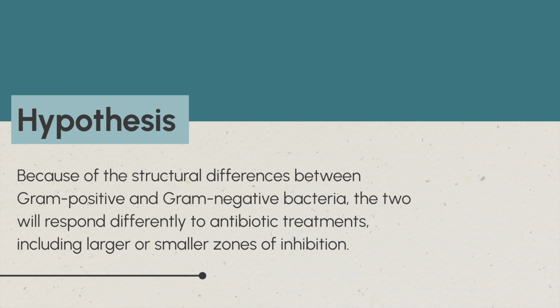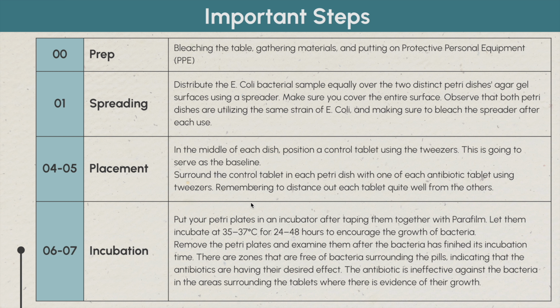Some important steps that we did included preparing for our experiment, like bleaching our table and putting on our protective personal equipment. For each of the agar plates, we put all the samples in each of the agar plates, which included 3, and then we used the spreader to evenly spread it around the agar plate. For each of the agar plates, we placed one control tablet in the middle, and then each antibiotic we placed around the control tablet for each plate.